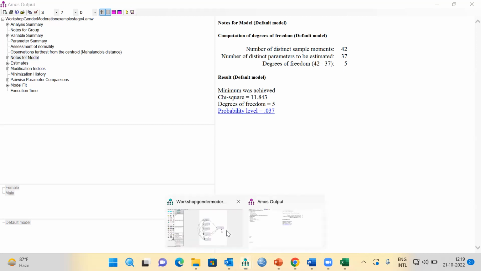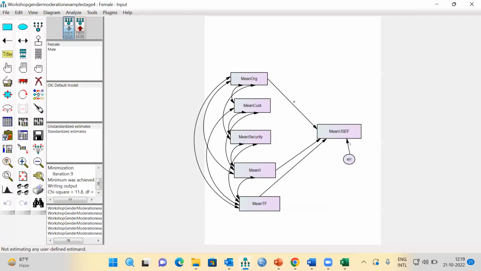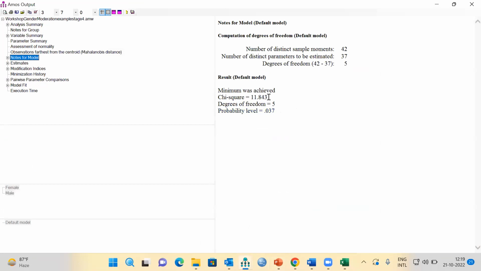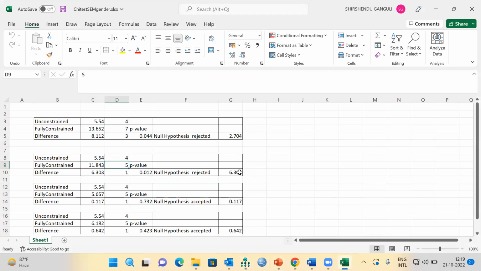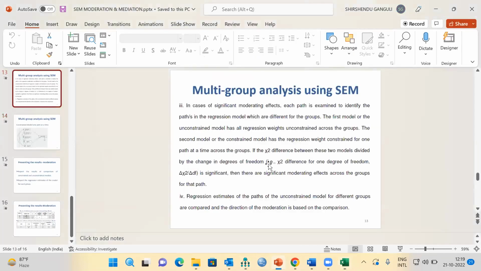So this is for the first one, org to usefulness. For this, our values are 11.843 and 5. So the difference in chi-square divided by the difference in degrees of freedom is this value, and the p-value is this, which means it is significant. So there's a difference. The chi-square is tested as the difference of chi-square divided by the difference of degrees of freedom. This is the chi-square value.